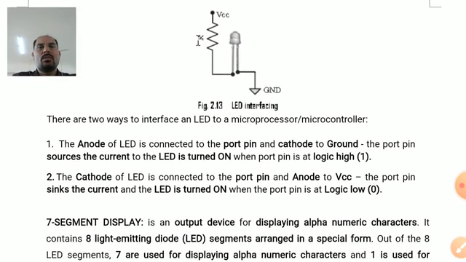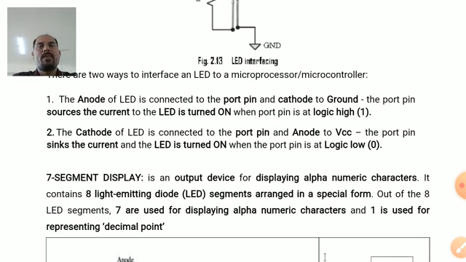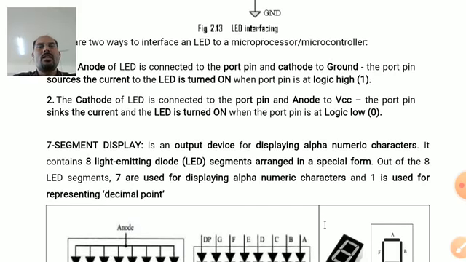And there are two types of LED interfacing to the microprocessor or microcontroller. In the first, the anode of the LED is connected to the port pin and the cathode to the ground. The port pin acts as a source of the current, and the LED can be turned on when the port pin is at logic high. Another way of interfacing is that the cathode of the LED is connected to the port pin and the anode of the LED is connected to VCC. The port pin acts as a sink for the current, and the LED is turned on when the port pin is made logic low.